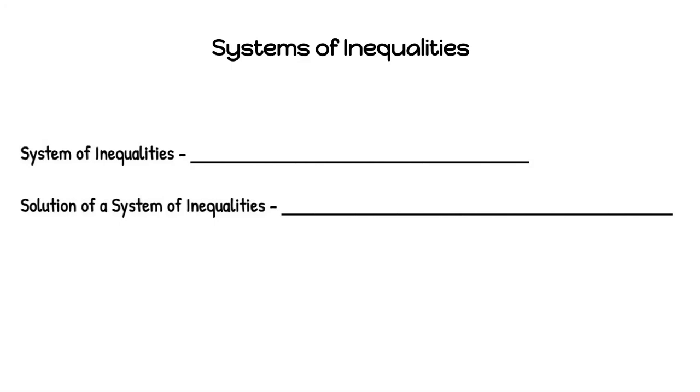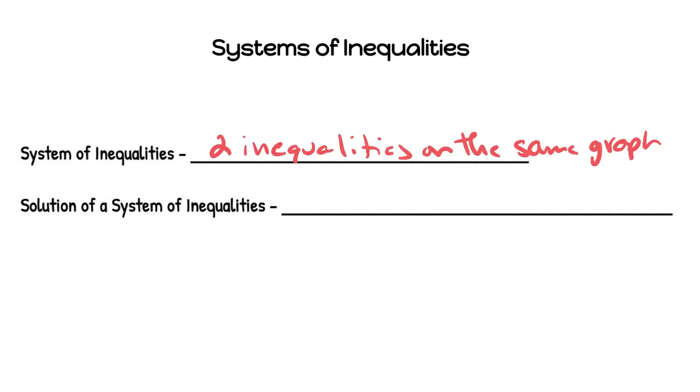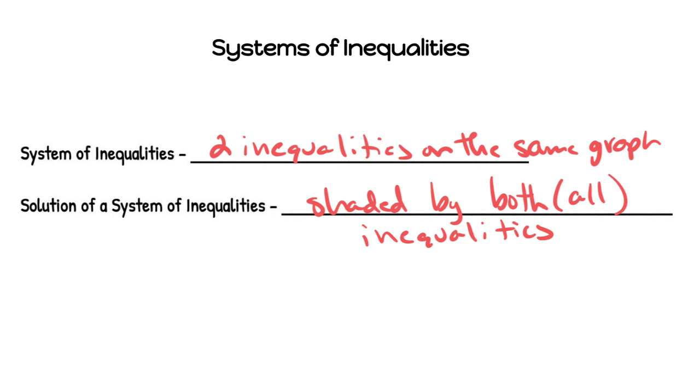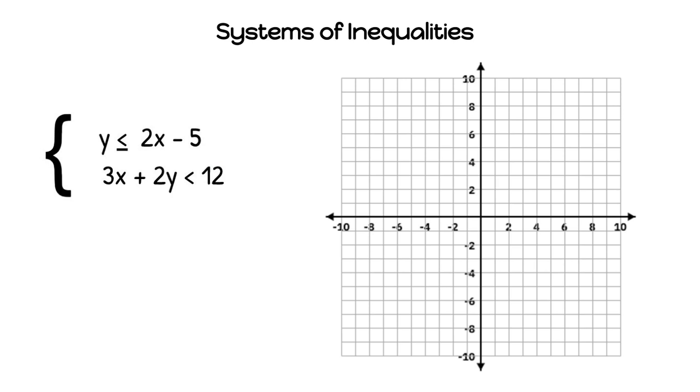Topic of the day, systems of inequalities. Systems of inequalities are just two inequalities on the same graph. The solution to a system of inequalities will be the area shaded by both or all of the inequalities. So let's give a couple of these a try.